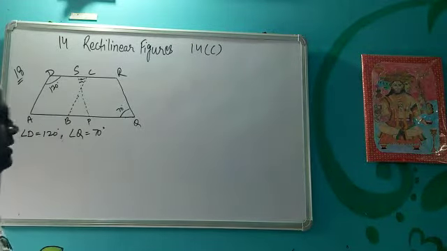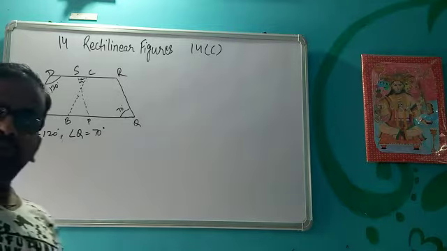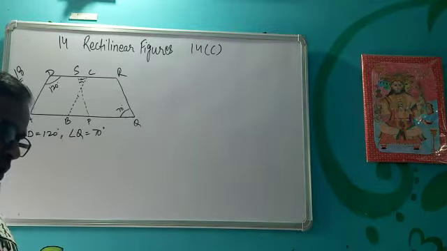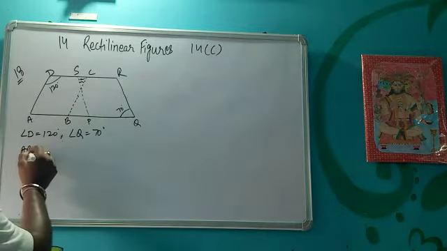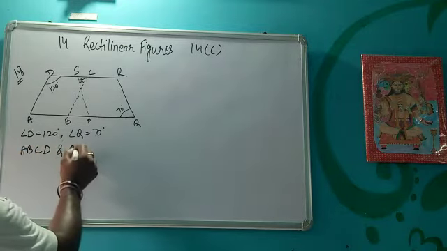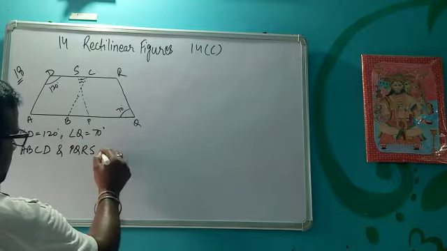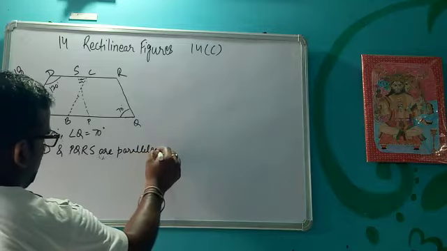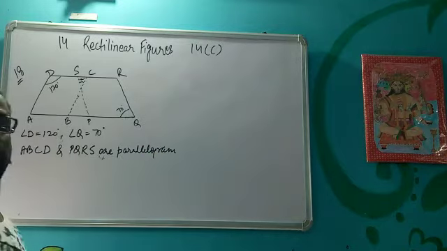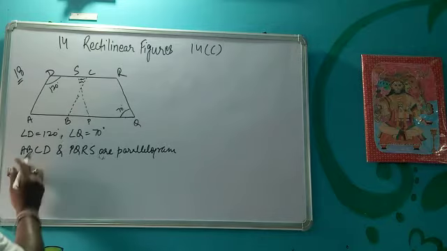So we have started this chapter, 14C, we were discussing. So let's discuss the last two questions of this exercise. In question number 18 it is given that ABCD and PQRS are parallelograms. We will use the properties of parallelogram and with the help of this we have to find the value of x. So how to find? Let's see.